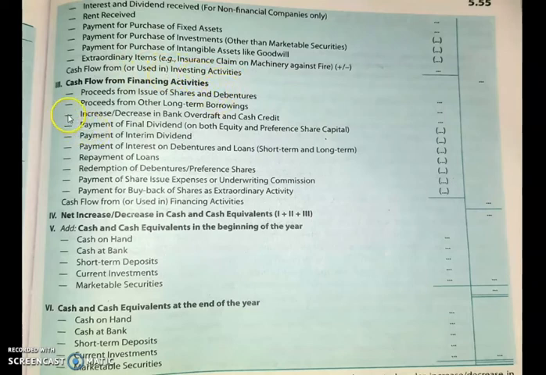Now the third concept is cash flow from financing activity. In financing activity, if you are issuing shares or debentures, or if you are taking a bank loan, in all these cases cash is coming into the business, so you will have to show it in positive. And if you are paying back the loan amount, paying interim dividend to the shareholders, paying interest on debentures to the debenture holders, or repaying the loan amount, in all those cases that is outflow of cash. Cash is going out of the business. In that case you have to subtract those amounts.